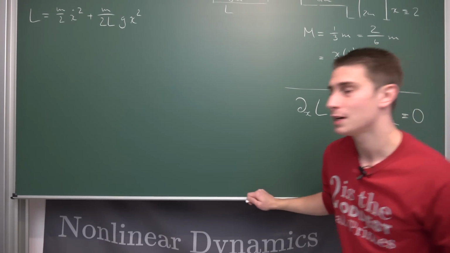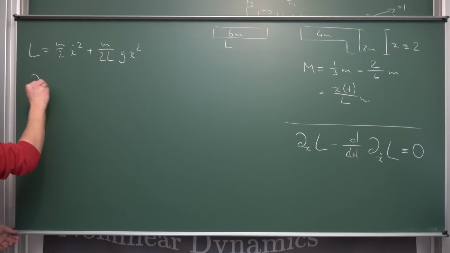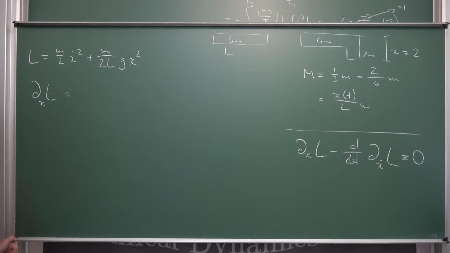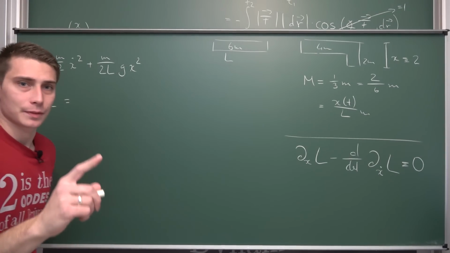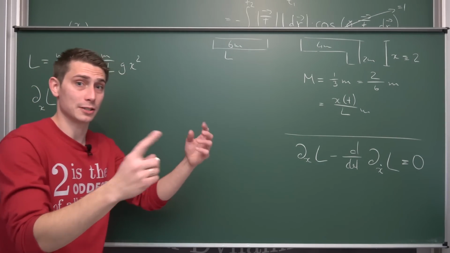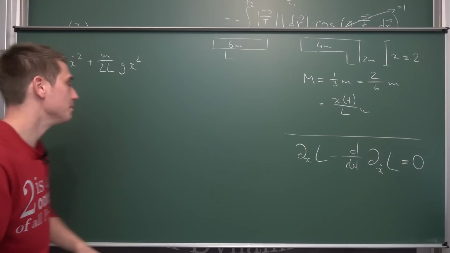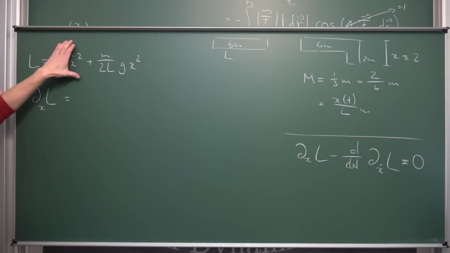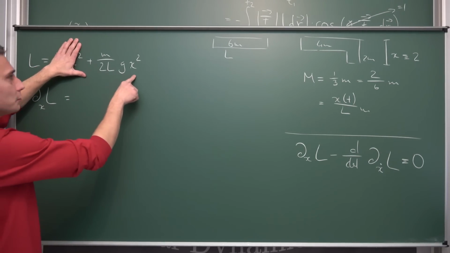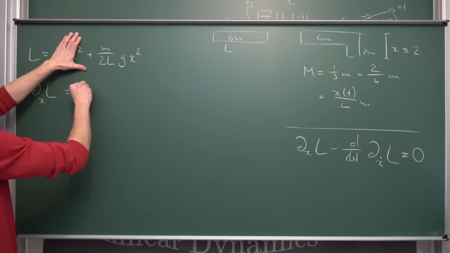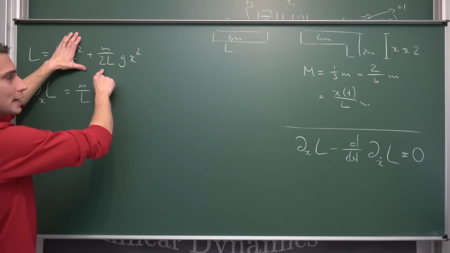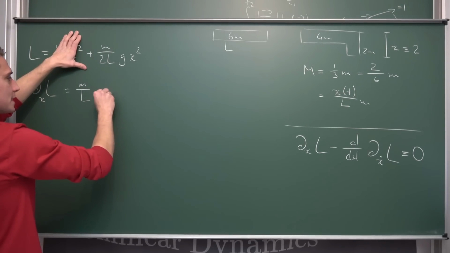Let us start with the differential of our Lagrangian with respect to x. Okay, it's with respect to x. Please keep this in mind. It's not with respect to t and not with respect to x dot. Meaning, this part is basically being treated as a constant, and we only need to differentiate this right here, leaving us with m over L. 2 and 2 is going to cancel out, g times x.